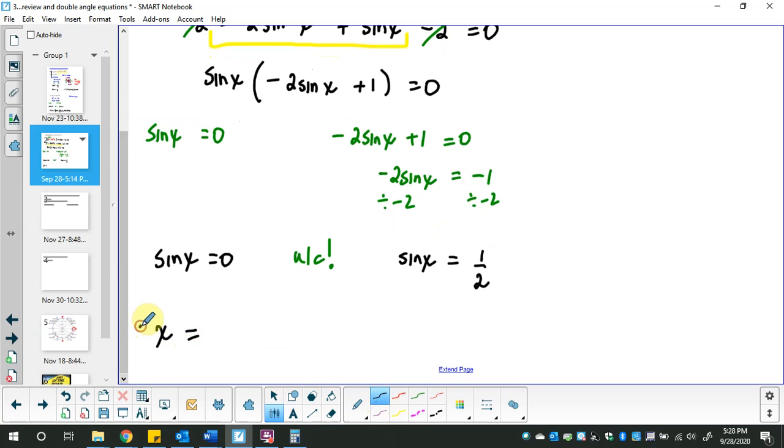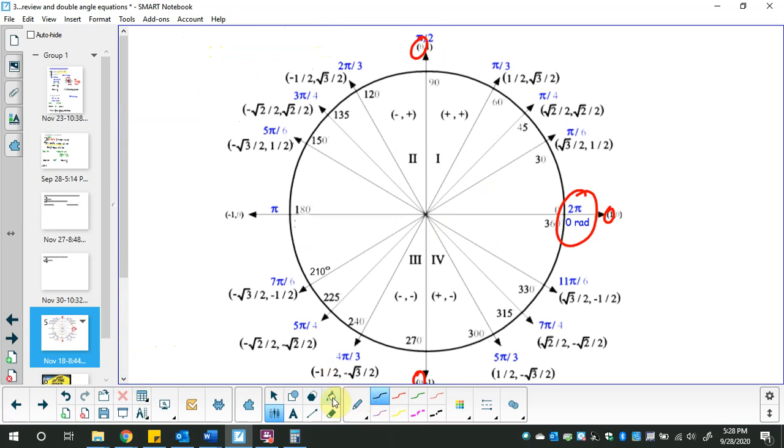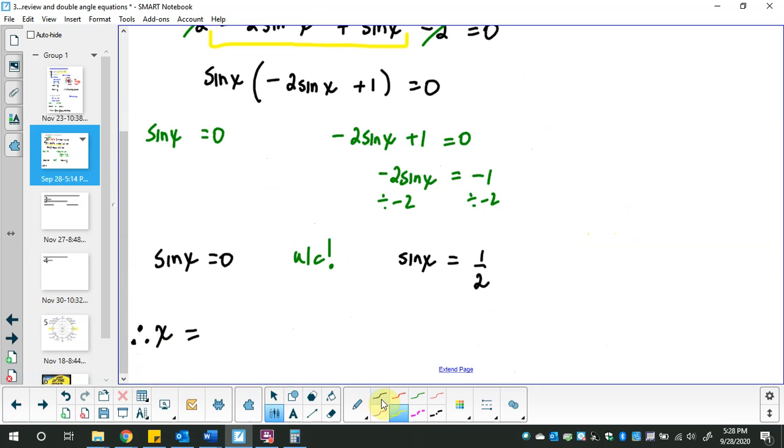I just have to answer in radians all the places where sine x, the second coordinate, is equal to 0. So all those places are, here's where sine x is equal to 0, so we have to list those answers. There's another one over here, so I have to list that answer. So 0, pi, 2 pi, if I feel like putting them in order. So 0 radians, pi radians, 2 pi radians. And then I can resume the search for the second value.